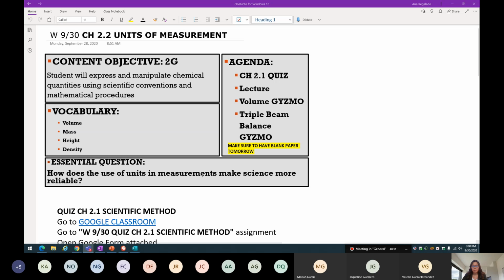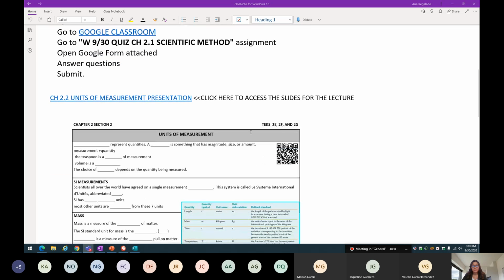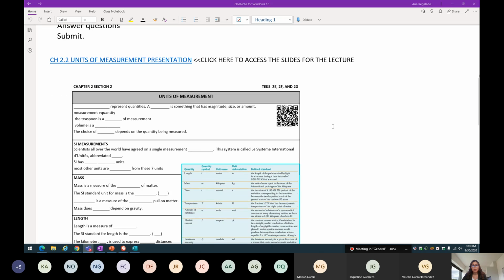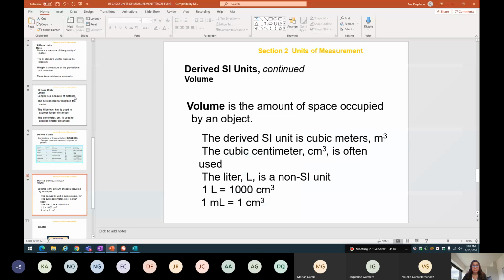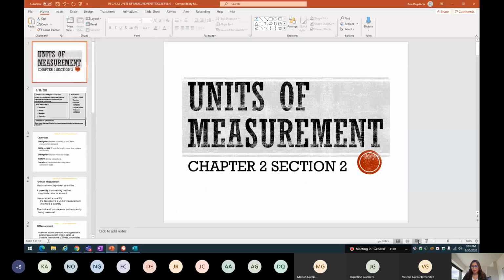If you notice in your notebook, this time I did remember to put the link to the PowerPoint presentation. If you want to follow along, just click on it. If it asks you to request access, go ahead and request it. When you close the window and open it up again, it should let you see the presentation. As usual, you have the notes and you're just going to be typing in the blanks. If you have any questions, let me know. If not, let's get started. Here is our presentation for today.